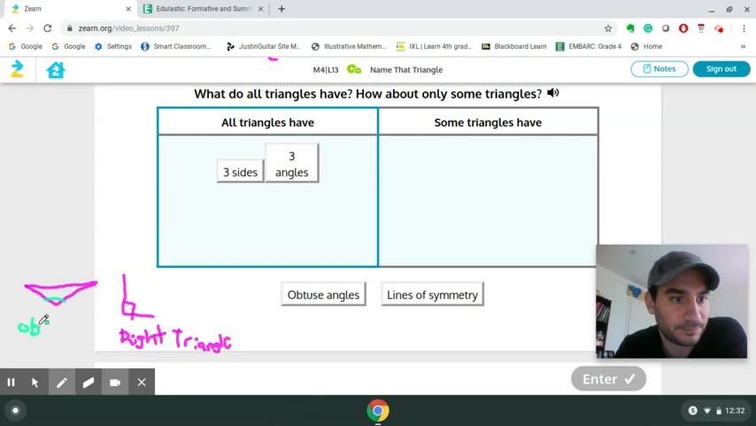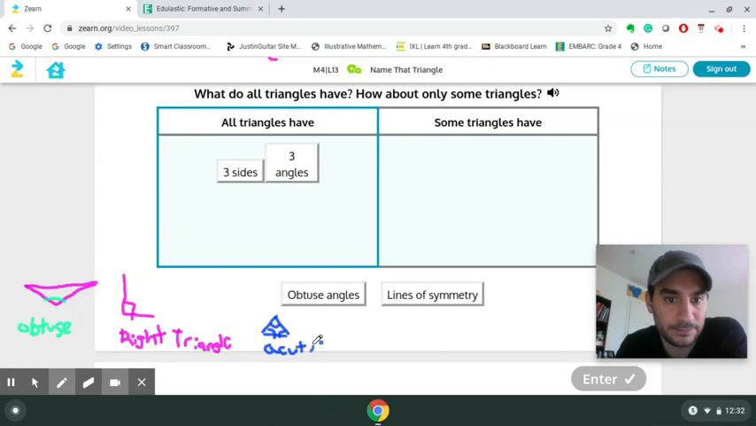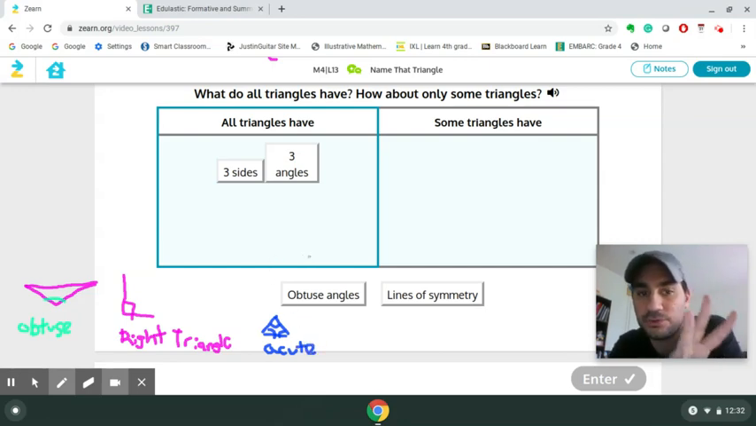Obtuse. So if obtuse opens larger than 90 degrees, then if we have three angles that are less than 90 degrees, and we'll say that these are all less than 90 degrees, that is an acute triangle. So acute triangles have three angles that are all acute.